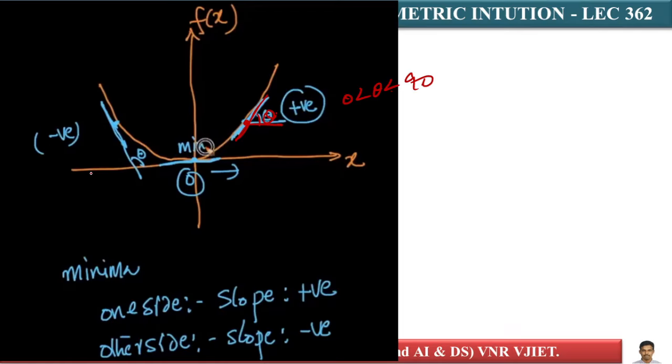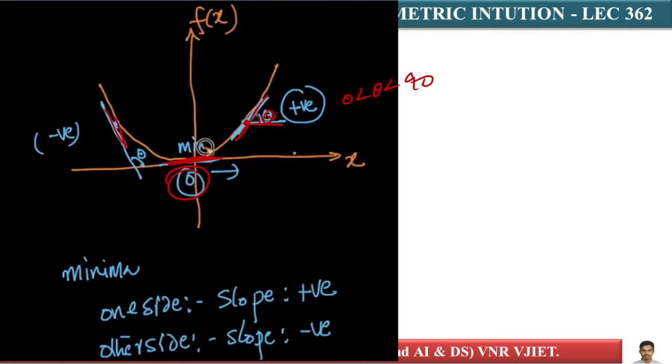What is the slope here? The slope here is negative. Why? Because this is a positive slope. Here, the slope is 0, isn't it? The slope on one side of the minimum is positive.